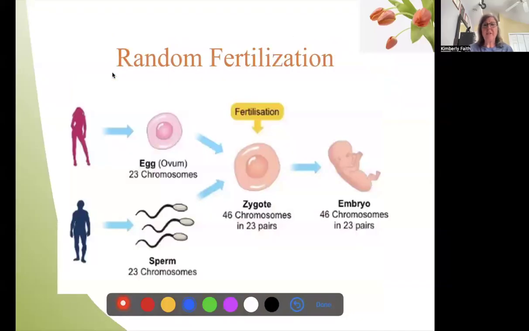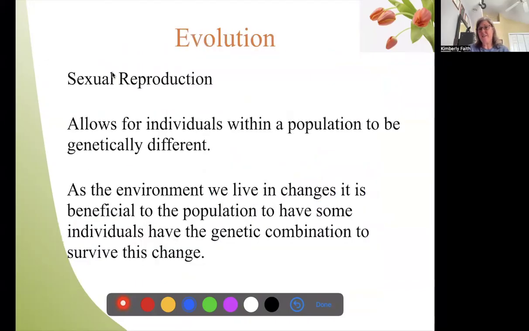We also have random fertilization, right? So numerous sperm go after that egg, and so we don't know which one will actually fertilize it, and each sperm is ideally a little different. And so that is the third type of location that we can get genetic variation.